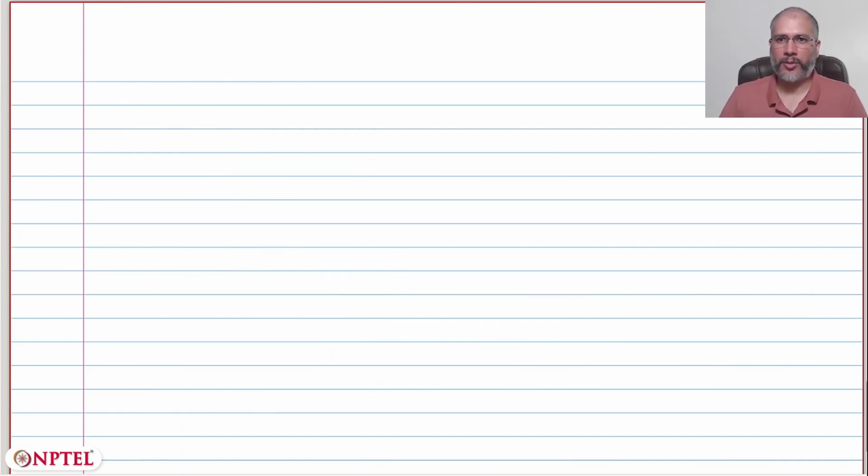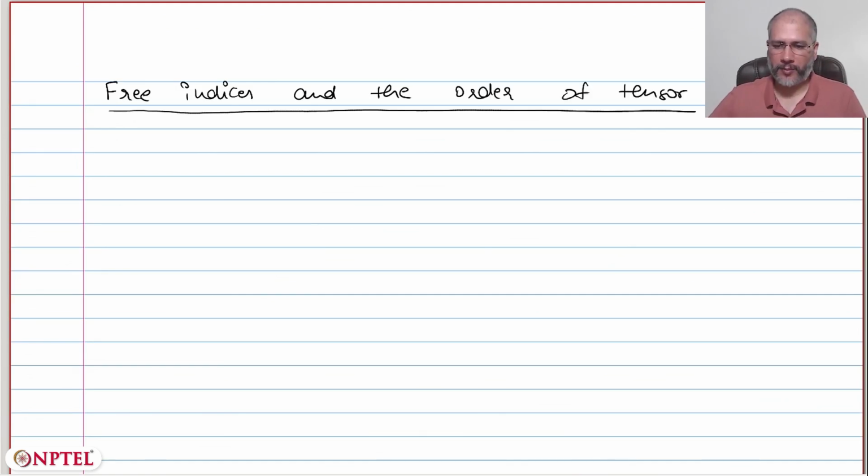Now let's move on to the next topic for today's discussion, that is called the number of free indices and the order of tensor. We will have this discussion through examples. The first example is the tensor sigma single dotted with a vector v. In the indicial notation, I would write this as sigma ij vj. I'm sure now you can understand the indicial notation because it's a single dot, so the right index of sigma and the index of v will be the same.